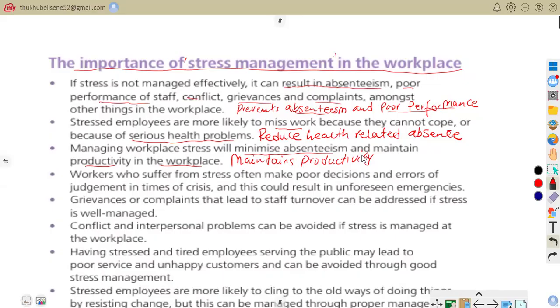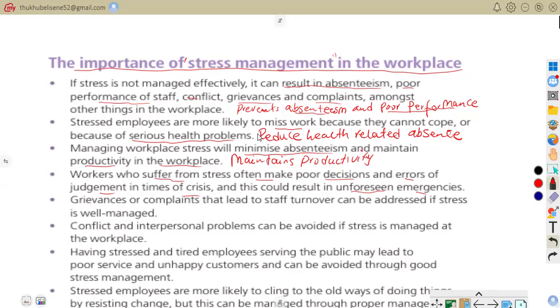That is when workers are able to meet deadlines consistently. Workers who suffer from stress often make poor decisions and errors of judgment in times of crisis, and this could result in unforeseen emergencies. So it means this prevents poor decision making.